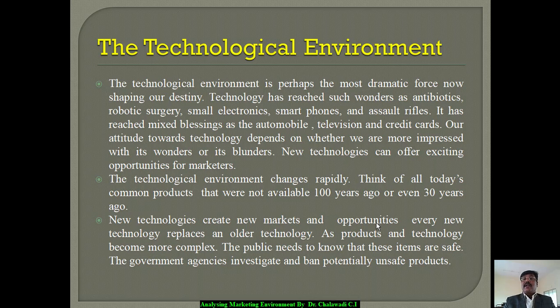New technologies can offer exciting opportunities for marketers, right? The technological environment changes rapidly. Think of all today's common products that were not available 100 years ago or even 30 years ago. New technologies create new markets and new opportunities. Every new technology replaces an older technology. As production technology becomes more complex, the public needs to know that these items are safe. Government agencies investigate and ban potentially unsafe products. So this is about the technological environment.